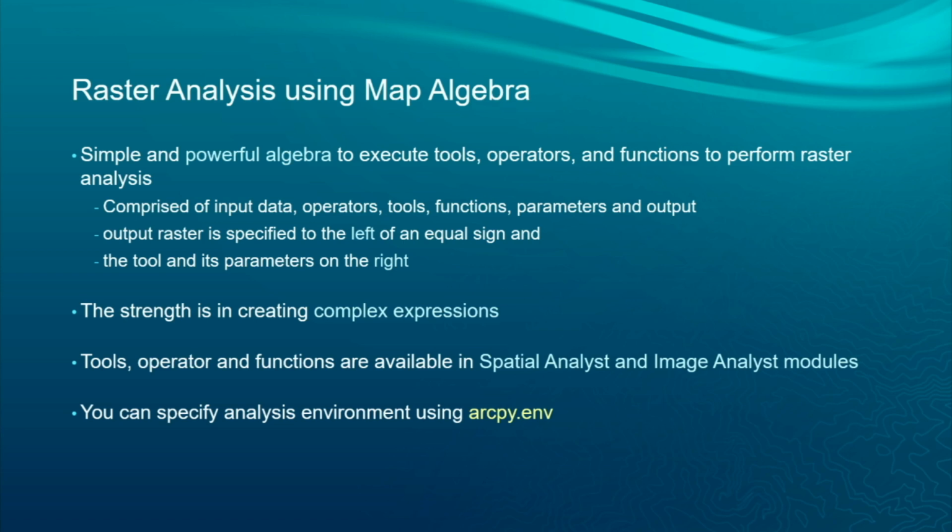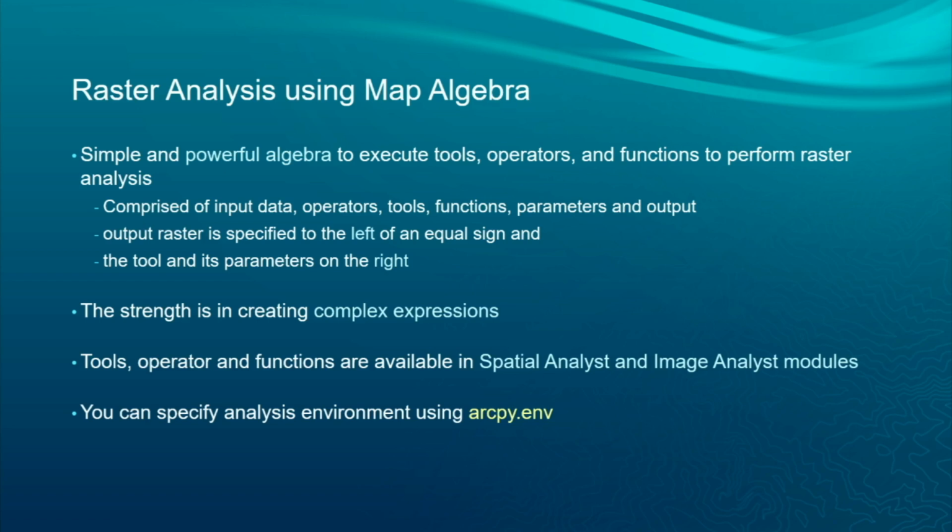Now, the most important thing is the output is on the left-hand side, because if you are familiar with running other GP tools in ArcPy, you'll see the output is on the right-hand side. For raster, for primary raster, the output is on the left-hand side. That's a very important thing to notice. And then the tool and the parameter or optional parameter are on the right-hand side. The strength is in creating complex expressions. We can really create compact, complex expressions, and we'll talk about that a little bit more.